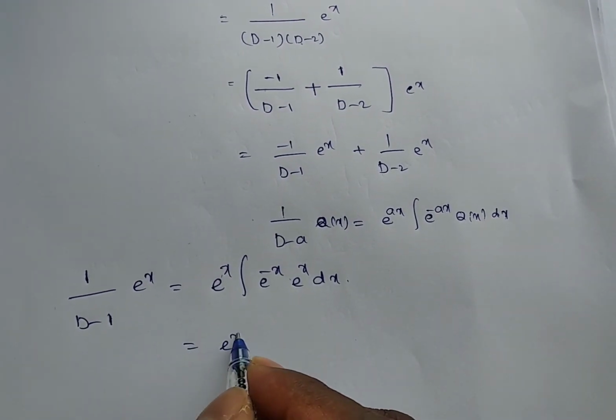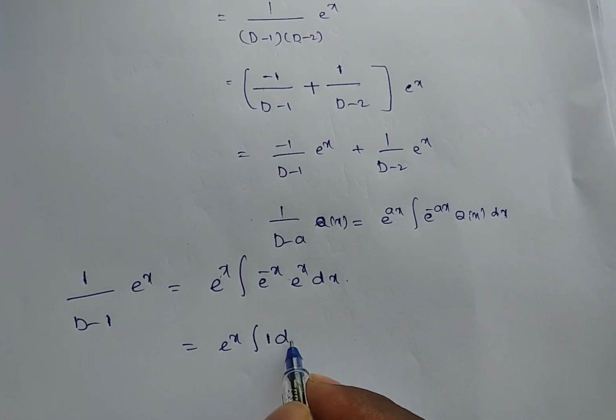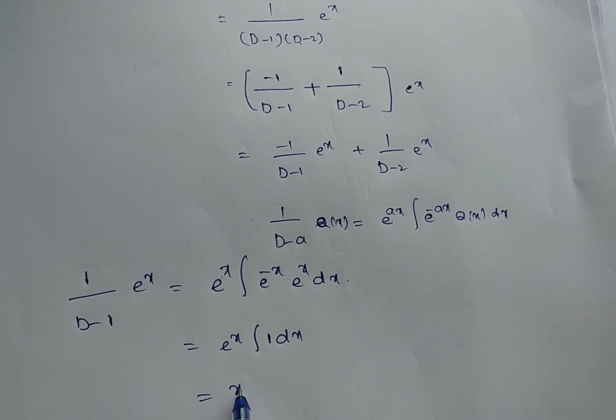So e power x into e power minus x, both are getting cancelled. You will get the integral of 1 dx. The integral of 1 dx is nothing but x. So this value is x e power x.